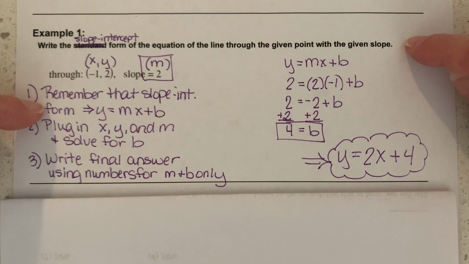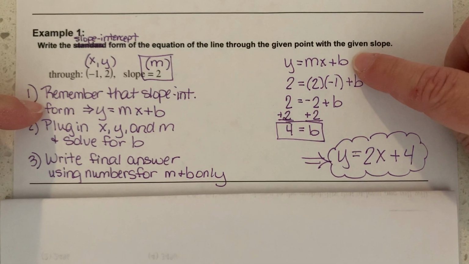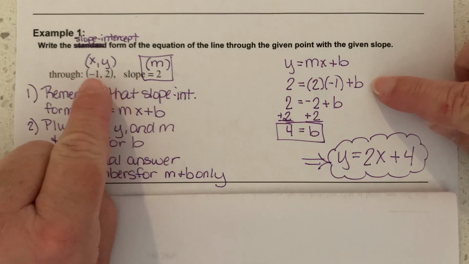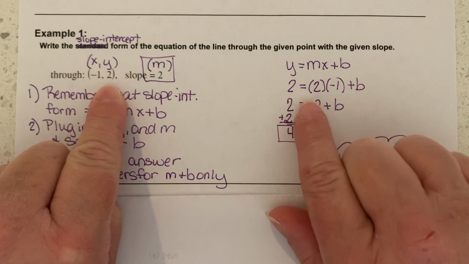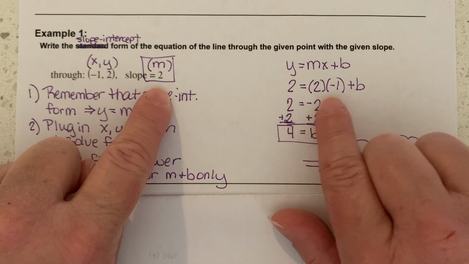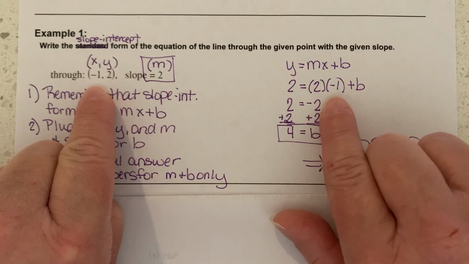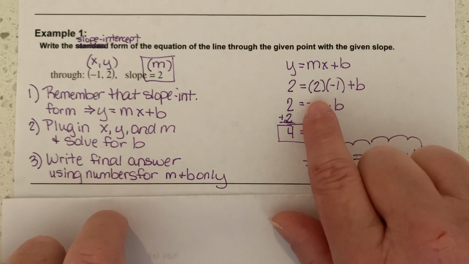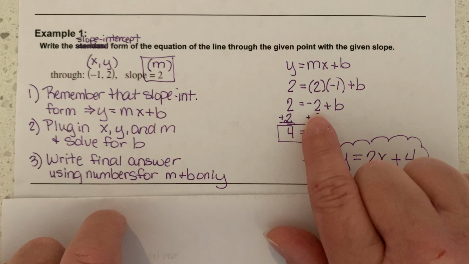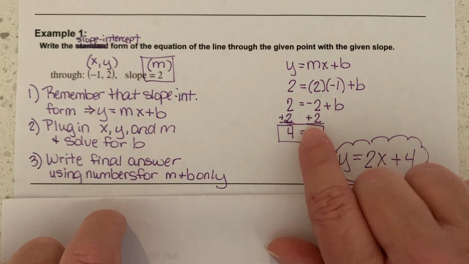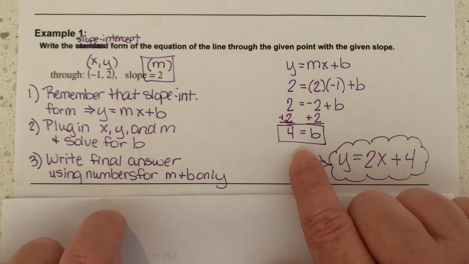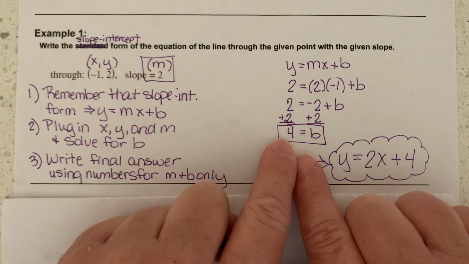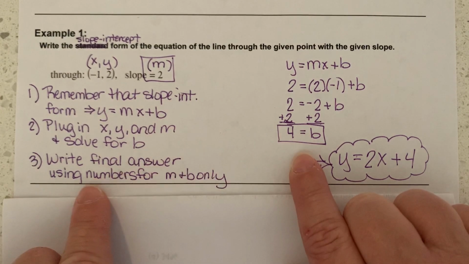I told you to remember the form was y equals mx plus b, so I write that first. Then I told you to plug in the x, y, and m. So y is 2 equals m, which is 2, times x, which is negative 1, plus b. And then I said you have to solve for b. So 2 times negative 1 is negative 2. It's with b. It's a negative, so I'm going to add 2 to both sides, and I get b equal 4.